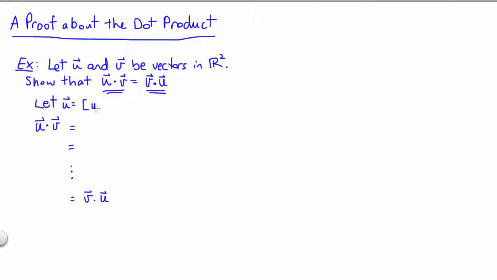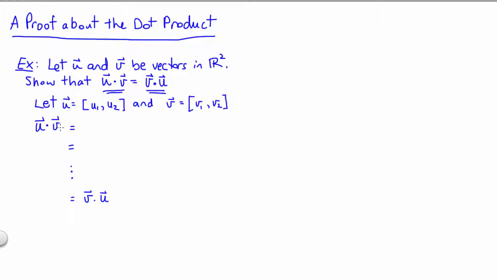So what we actually need to say at the beginning here is something like, let u equal, and we need to give names to its components. Let's call them u1 and u2. Those are our components of u. And we'll say similarly v is equal to the vector v1, v2. That way now we've got the detail that we need to complete the proof. So let's start on our proof.